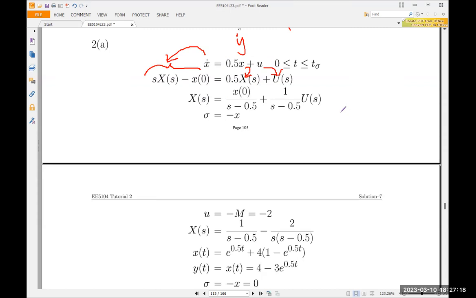Okay. Then remember, the initial U was minus 2, so this one must give U of S. You take Laplace of minus 2, it will be equal to minus 2 over S. All right, Laplace of a constant is the constant over S. So Laplace of minus 2 is minus 2 over S. So if you stick that inside here, then this whole thing will now look like that.